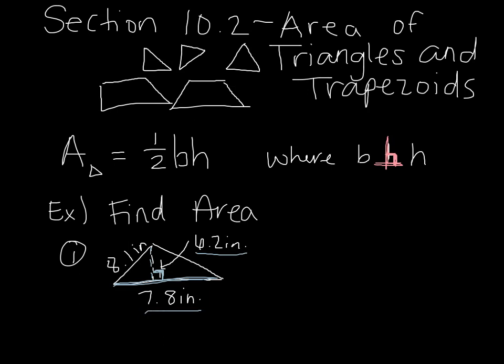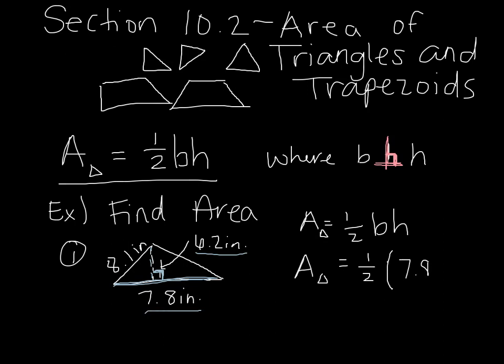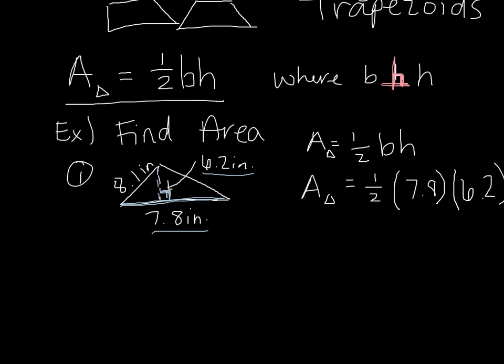So here is how I want you to do this. For a triangle, for every problem, please listen. For every problem, you need to write the formula to solve every problem. First, I'm going to write the formula. Area of a triangle, make sure you get that triangle in there, equals 1/2 base times height. Okay, now we're going to plug in our numbers. Area of a triangle equals 1/2 (7 8/10 inches). Don't forget to put in parentheses. Times (6 2/10 inches). Right, got to move everything up here. There we go.